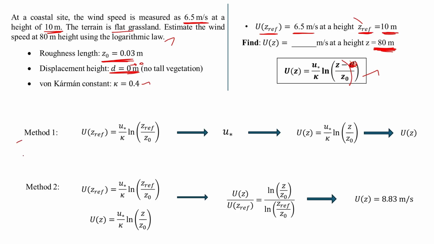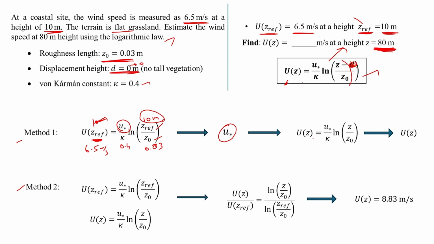So I have mentioned two methods. So in the first method, what will happen? This formula, if you apply it for this reference condition, that is the reference height, 10 meter. Okay, so the reference height is 10 meter, and there the velocity is 6.5 meter per second, and K is 0.4. Z naught also they mention it is 0.03. So Z reference, Z naught, K value, U at the particular altitude, everything if you know, you can find the friction velocity.